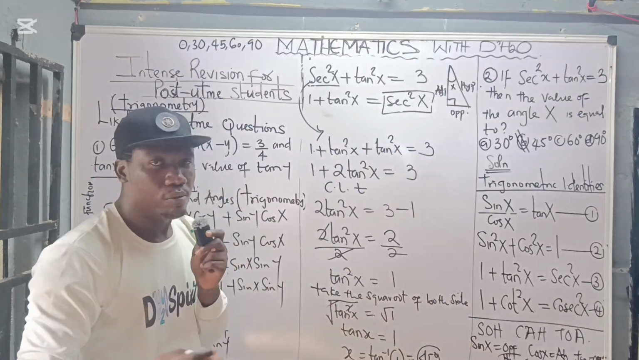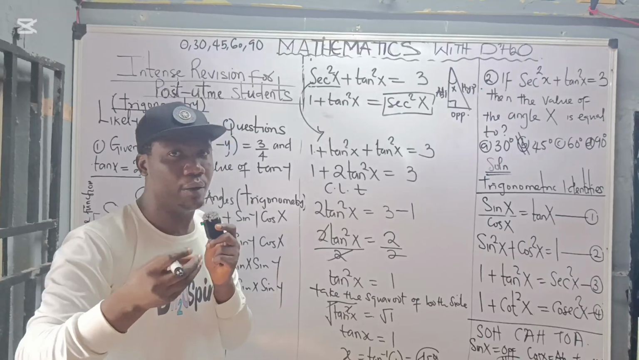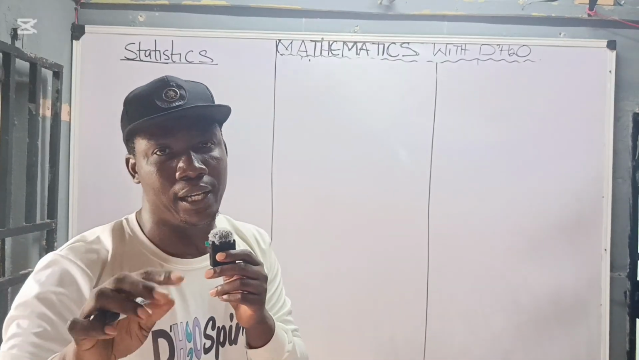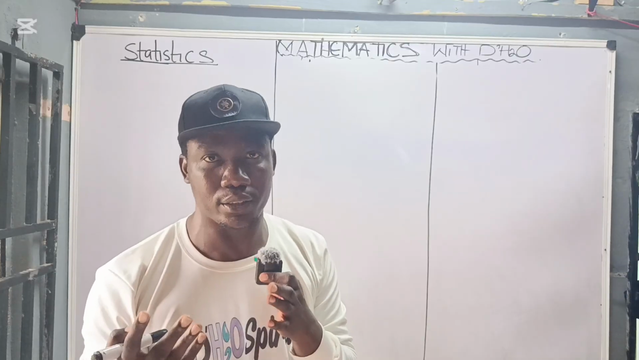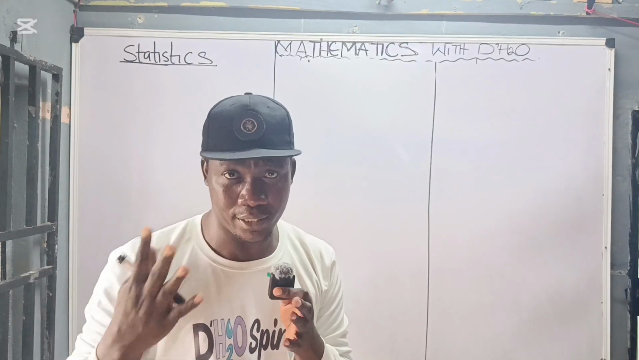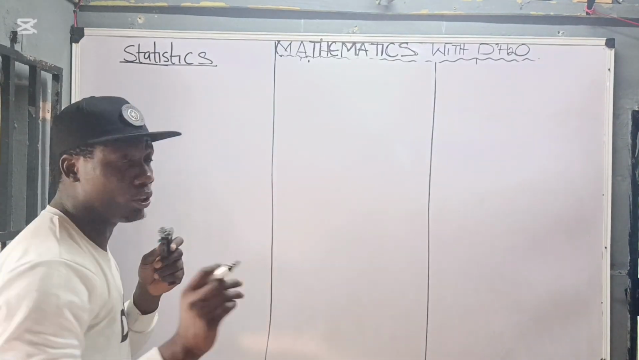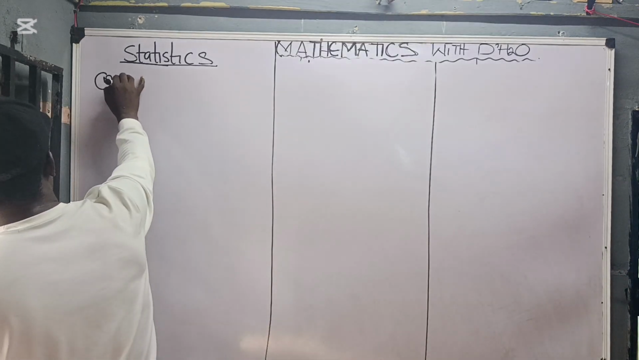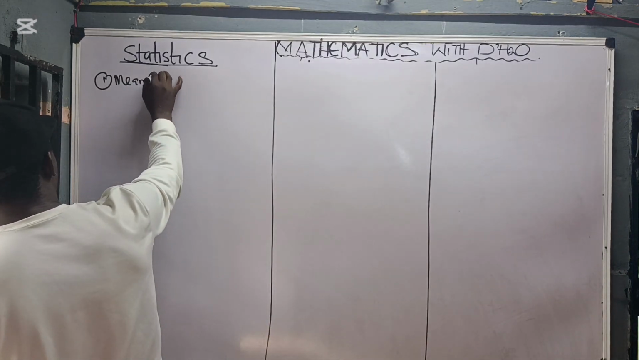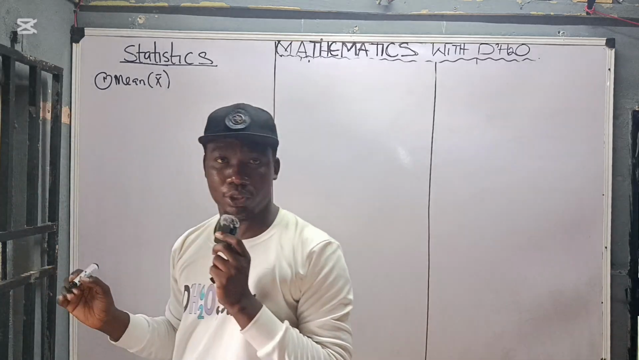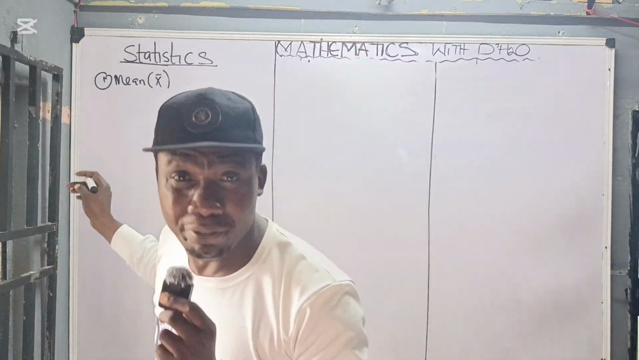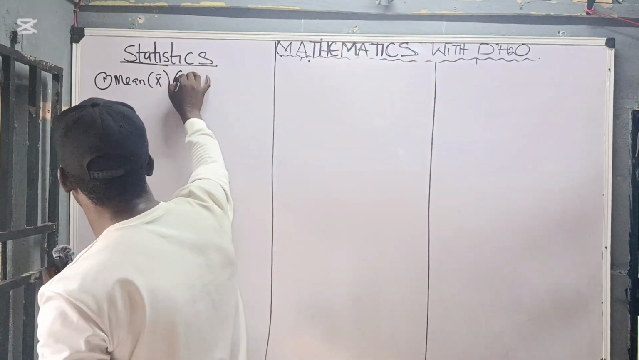So let's take more questions from different topics that we know are likely to come out in your exam. Now, let's say for instance, you have a question from statistics. This is what you simply do. Let's quickly revise it. First of all, there's what we call mean. Mean has a symbol like this. Mean is also called average.